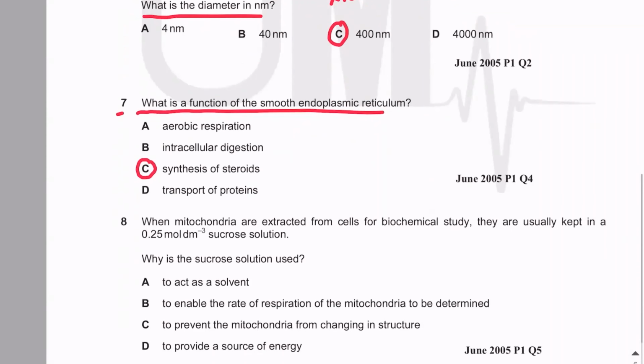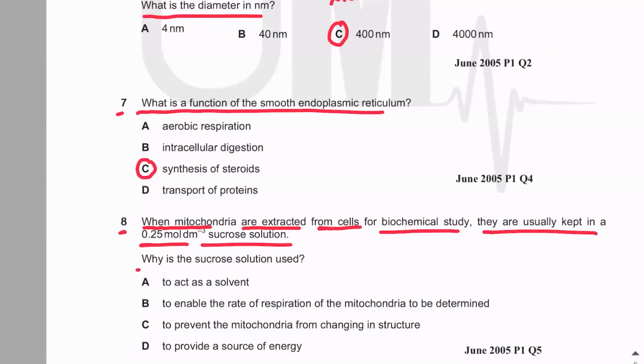Okay, MCQ number 8. This is a very good MCQ. It says when mitochondria are extracted from the cells for biochemical study, they are usually kept in a 0.25 mole per dm cube sucrose solution. Why is the sucrose solution used? So what they are saying is that when mitochondria are extracted from the cells for biochemical study, they are kept in the 0.25 mole per dm cube sucrose solution. Right? So what could be the answer?